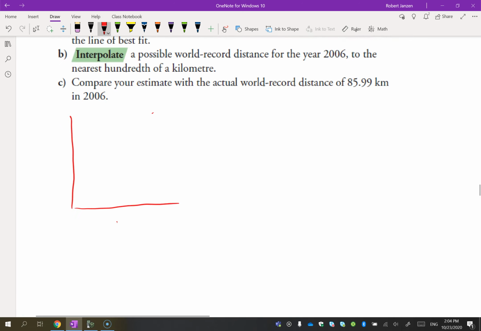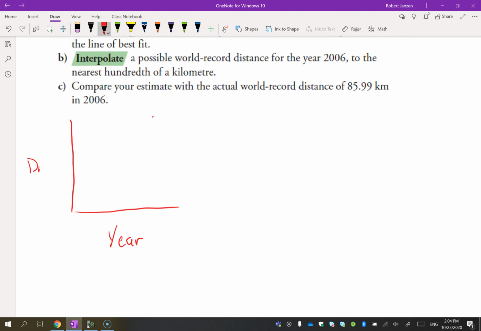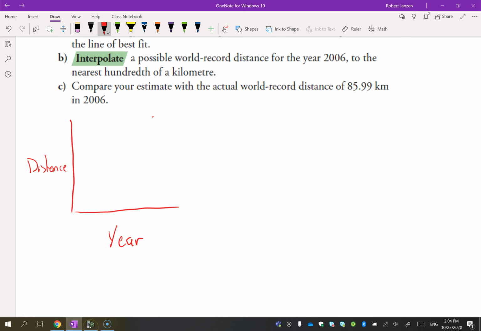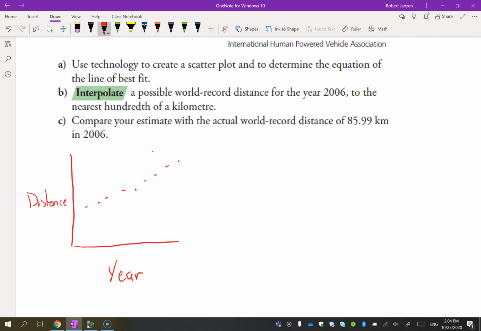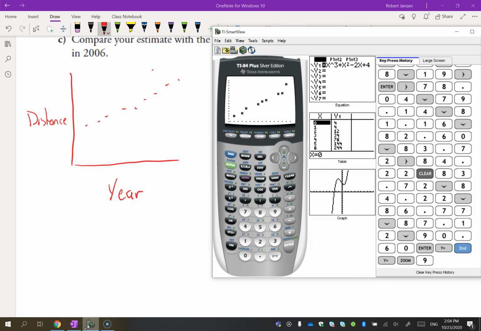Okay, we have the year down here, and we have distance here. Okay, and looking at our graph, let's just do a quick sketch, so it looks something like that. Okay, let's determine the line of best fit now. So do you think this represents a line, a parabola, or a cubic? To me, I think it looks like it's going to be a line.